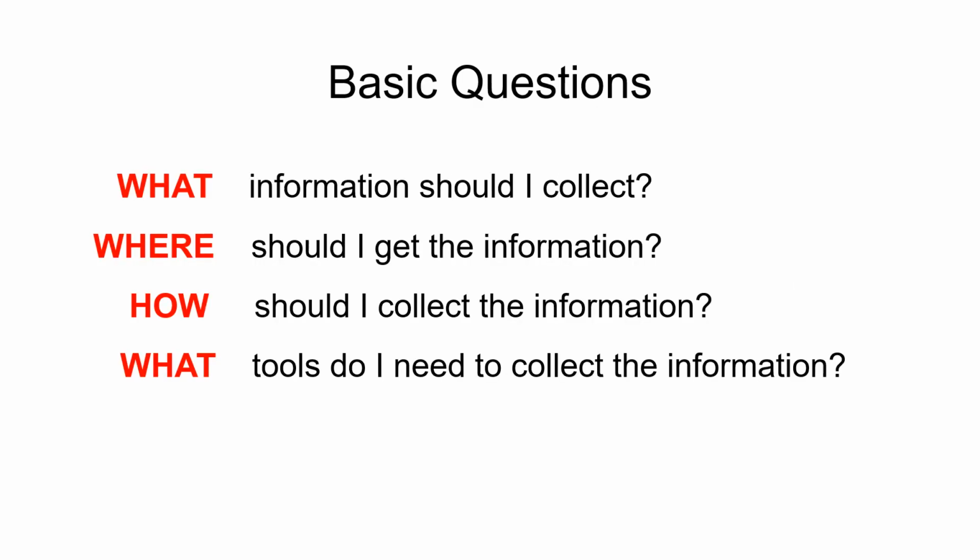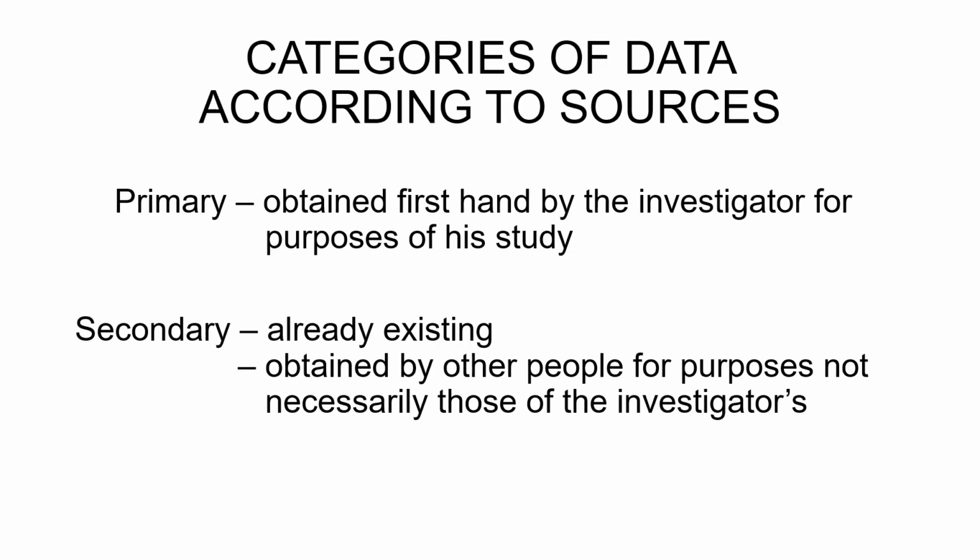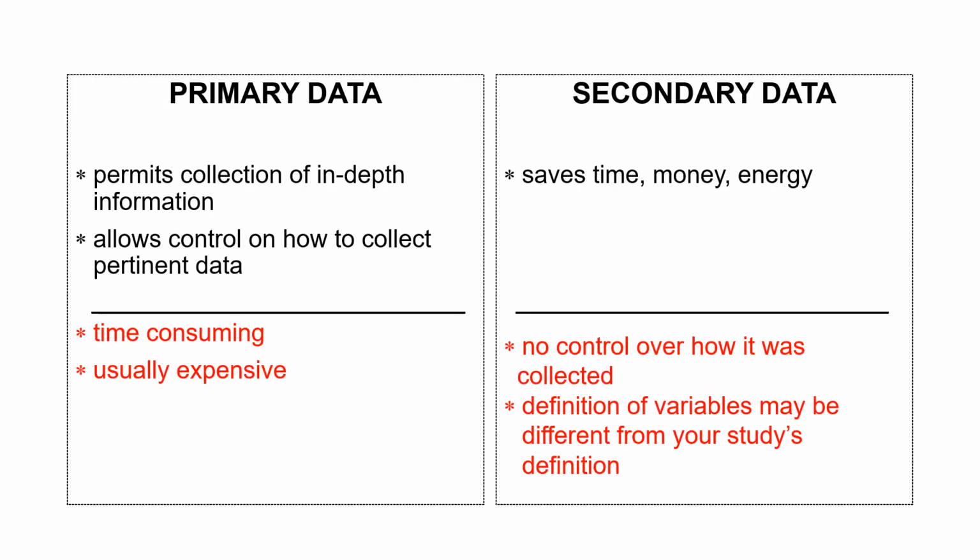The second basic question in data collection is, where do I get the information? Data, according to sources, can be classified as primary or secondary. Primary is data obtained firsthand by the investigator, while secondary is obtained by other people, not necessarily those of the investigators. As such, primary data allows collection of in-depth information, and there is control on how it was collected, which is a limitation for secondary data.